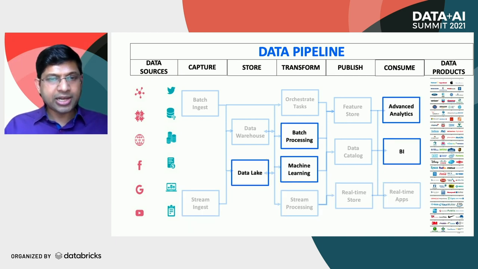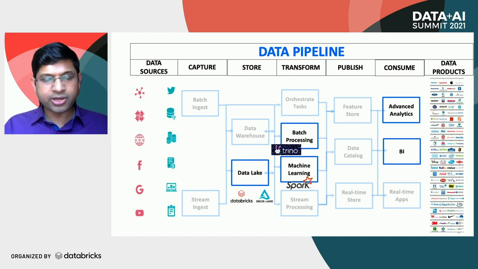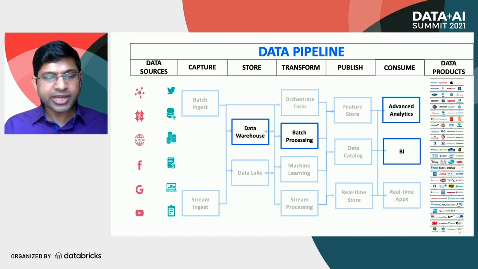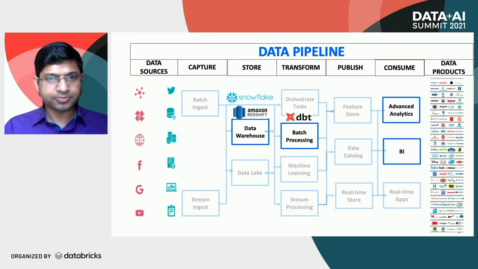For the data lake side, to store all of these huge volumes and diverse data sets and to apply machine learning and advanced analytics on the data, we have systems like Databricks or storage systems like Data Lake and Azure Data Lake Store. We have Spark, or we have advanced SQL engines like Trino and Presto. For those of you on the data warehousing side of the pipeline, you have systems like Snowflake or Redshift, or transformations can be done in a system like dbt.